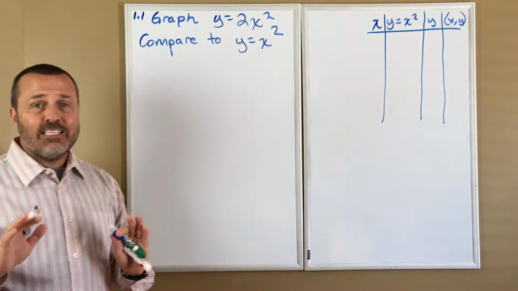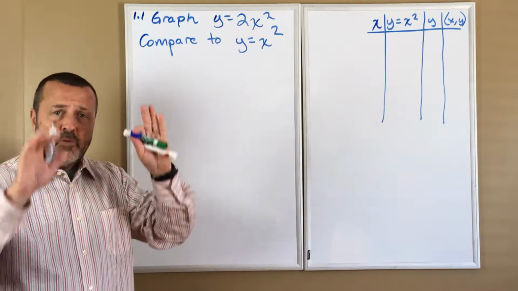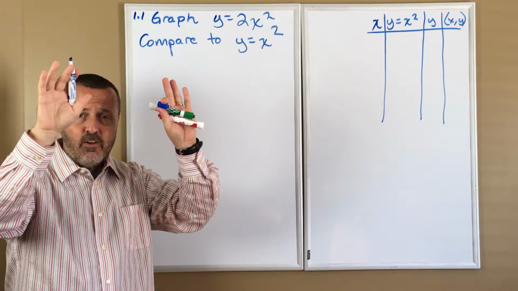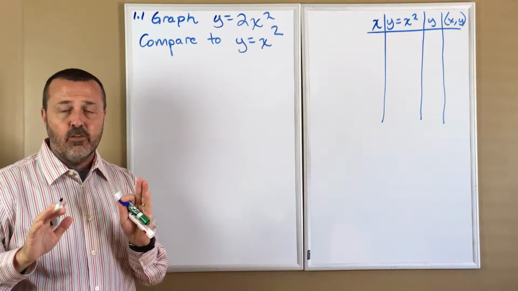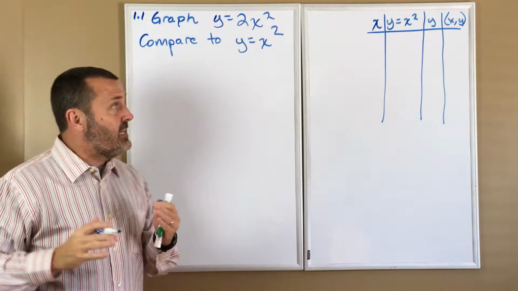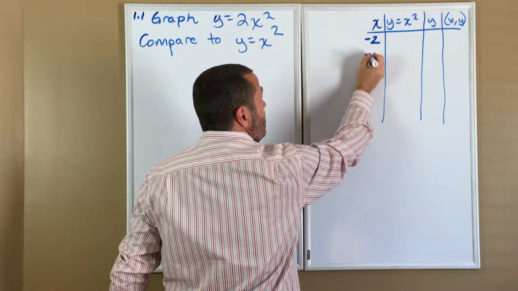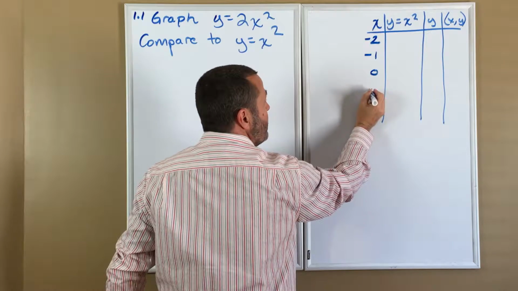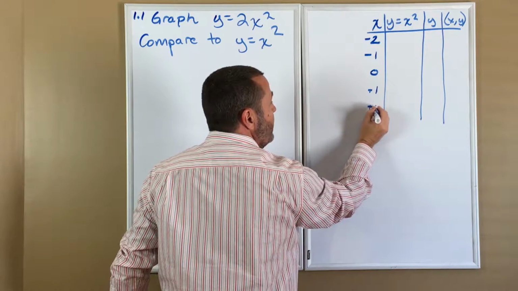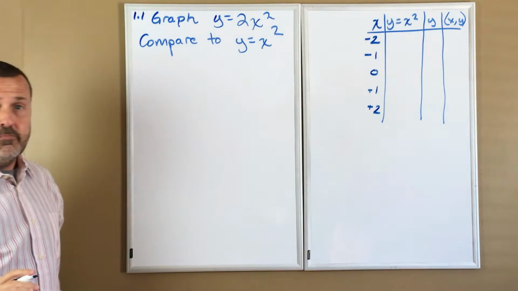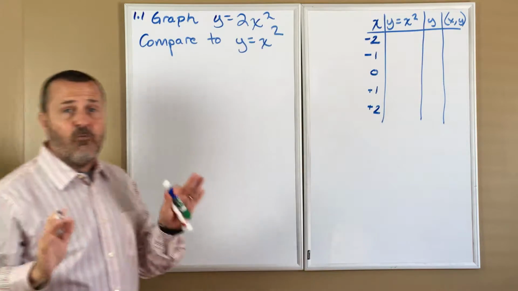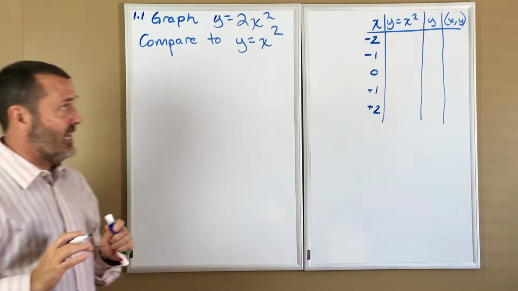Okay? Now let me tell you, it's always prudent to pick positive numbers for the x value and then some negative values for the x value, including 0. So what I like to do is to go -2, -1, 0, +1, and +2. That'll give us a good idea of what our parent function looks like.